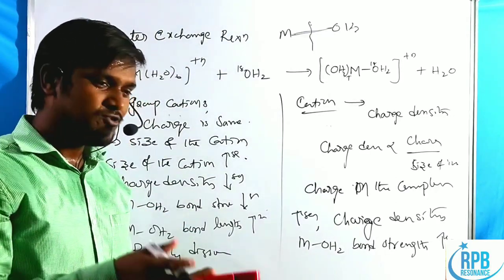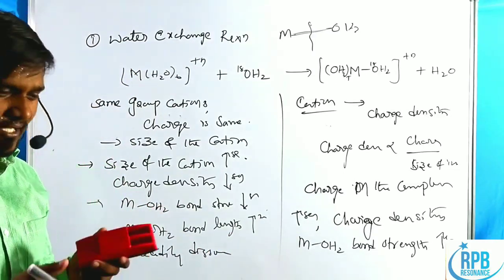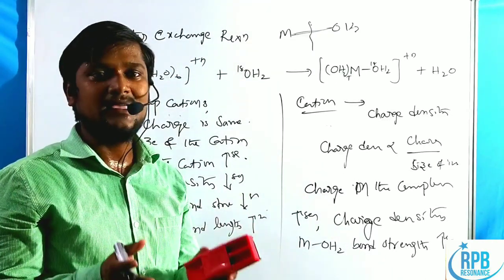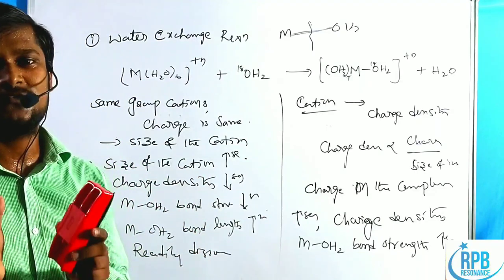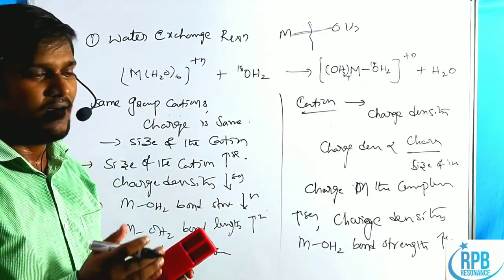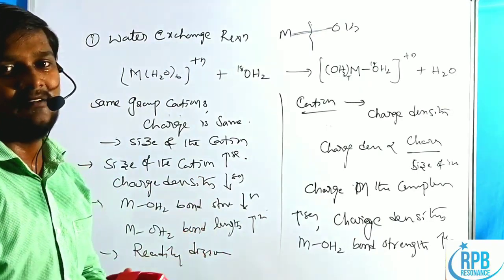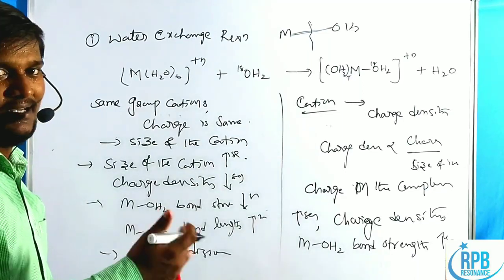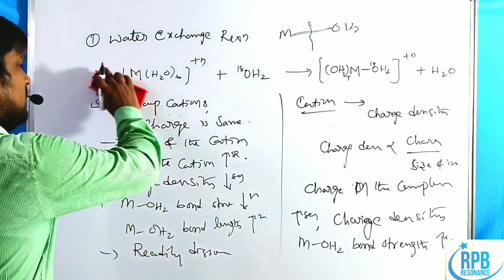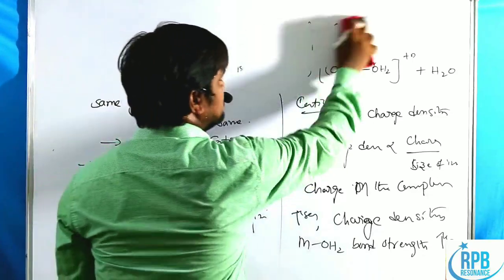Now let us go through the classification of metal cations. Here ions are classified into four types. Those four classes of ions give clear information about the water exchange speed, the water exchange rate constant. Now let us go through the classification of metal ions.